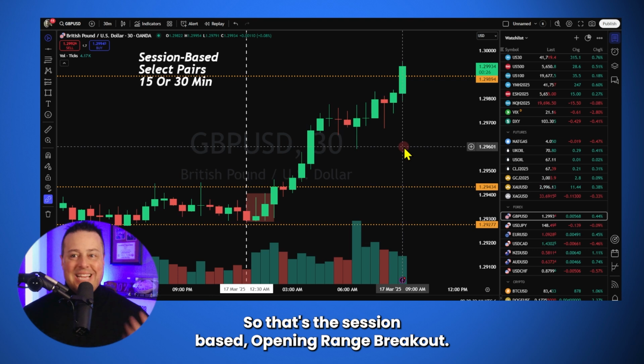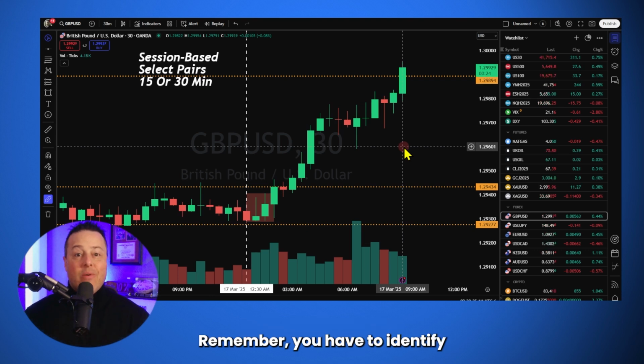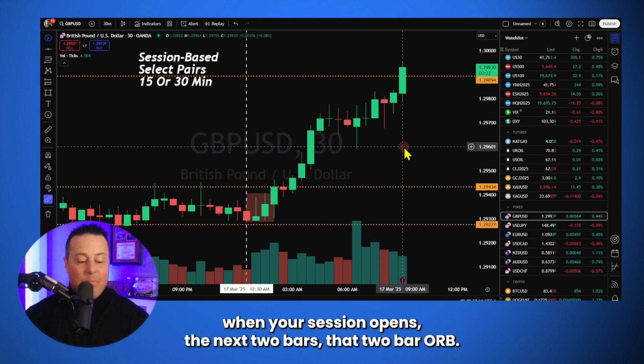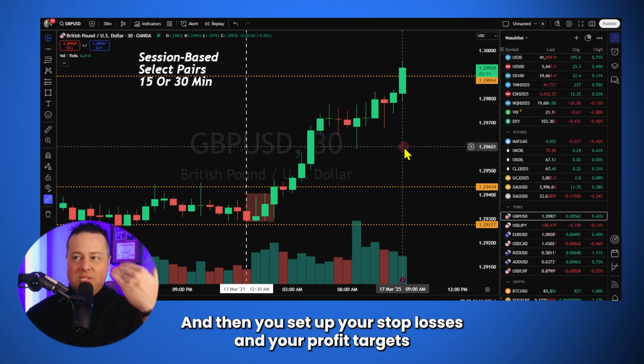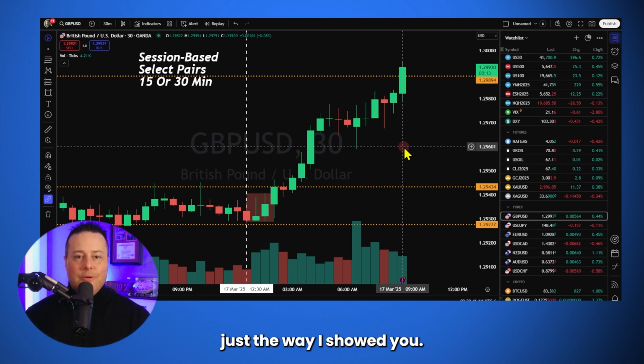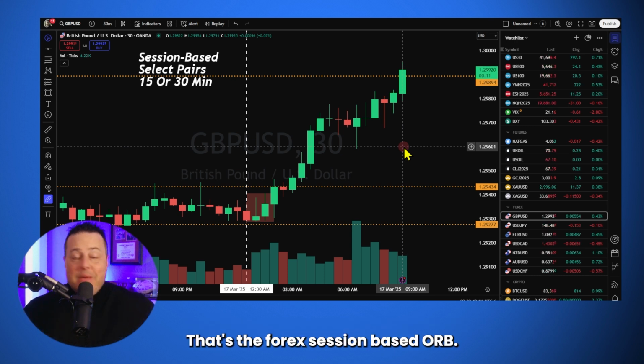So that's the session-based opening range breakout. Remember, you have to identify when your session opens. The next 2 bars, that 2-bar ORB, we can do that on a 15 or a 30-minute chart, and then you set up your stop losses and your profit targets just the way I showed you. That's the Forex Session-Based ORB.